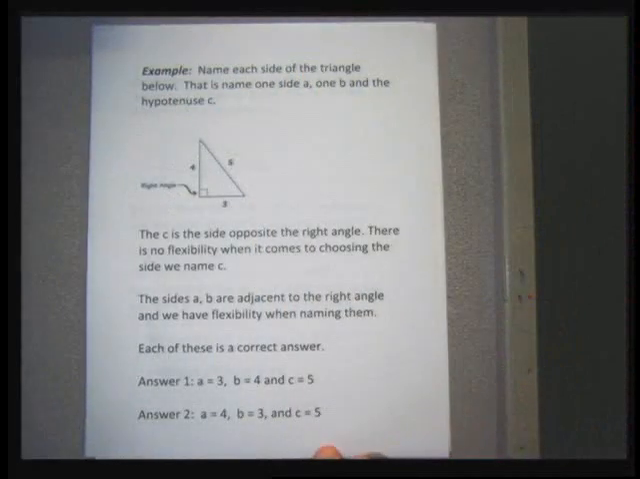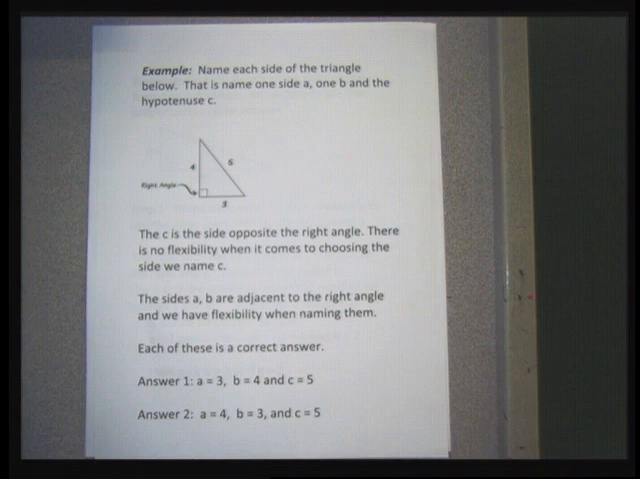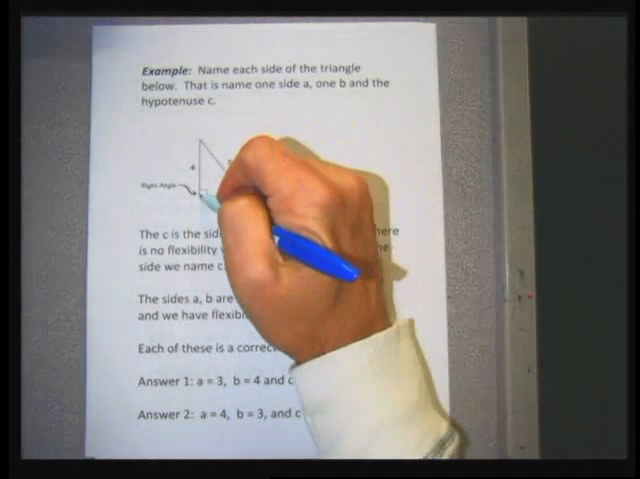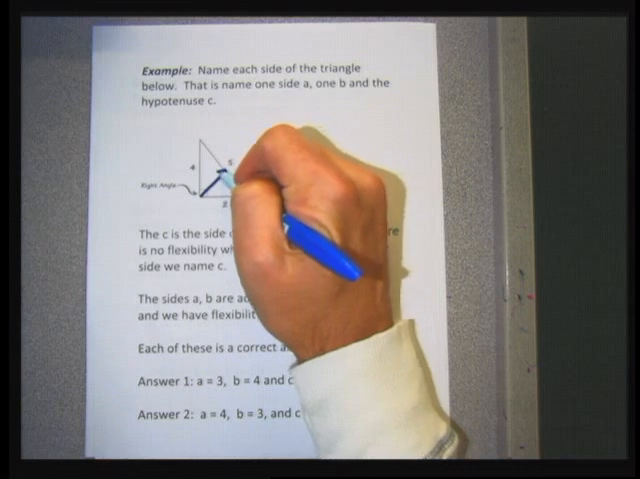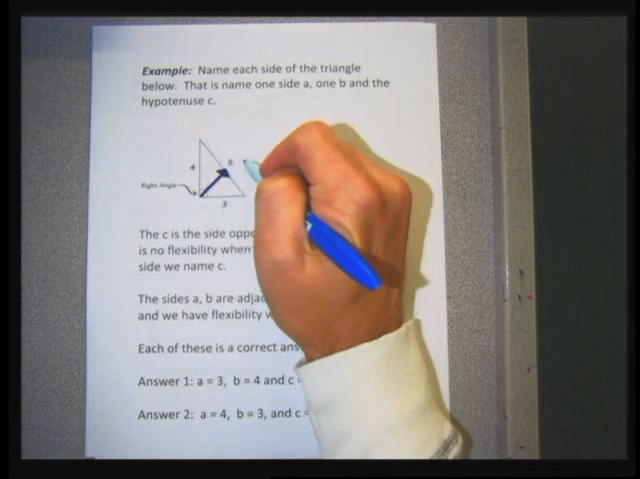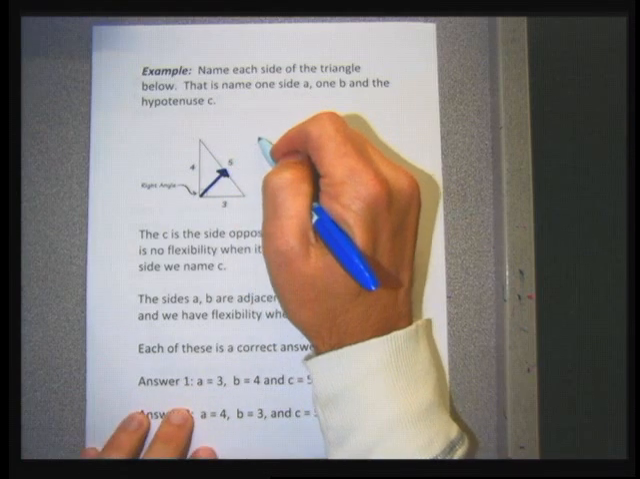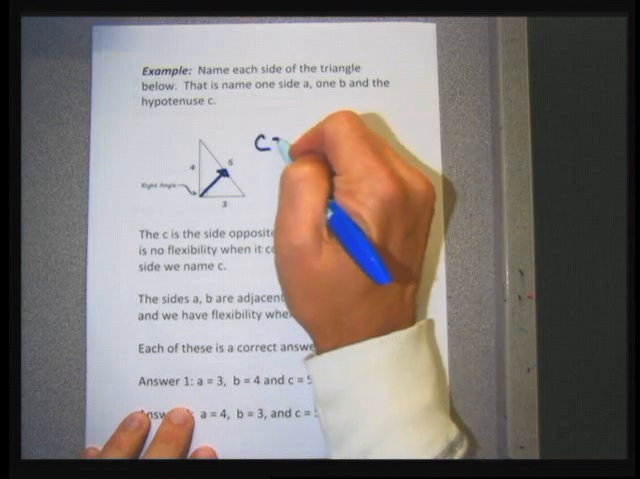So first example, before we get deep into the homework, is to name each of the sides. I gave you a right triangle, and I even pointed at what the right angle is. So I have no flexibility. Once I have a right triangle, I look to the side opposite the right angle. This has to be called C. So it has to be the case that C equals 5.